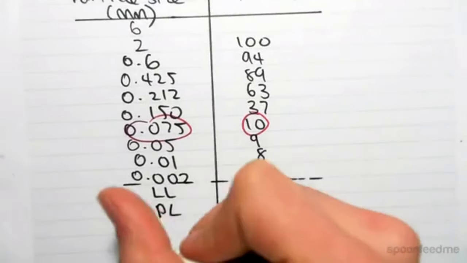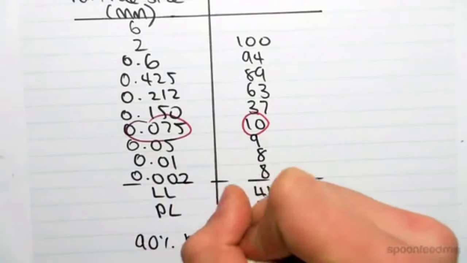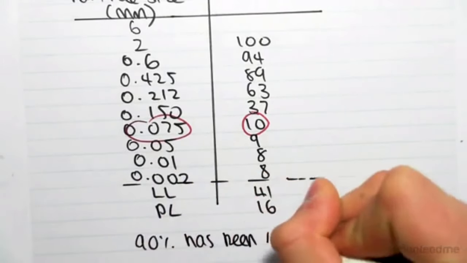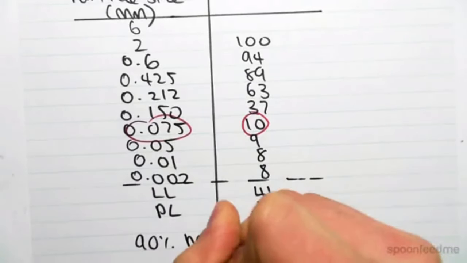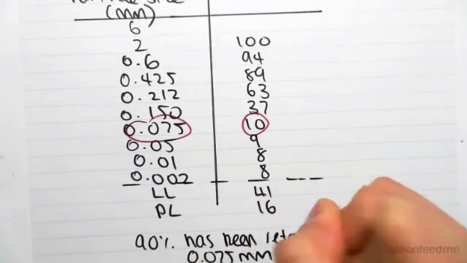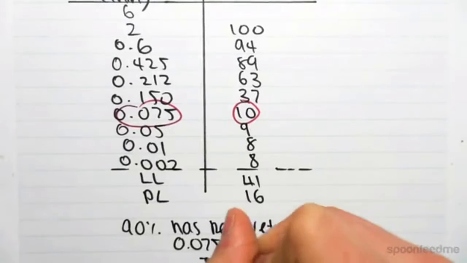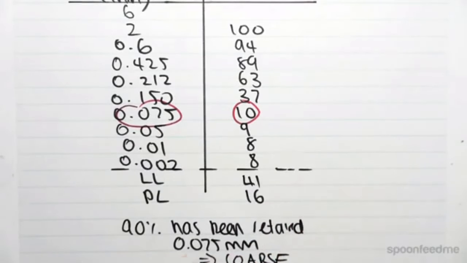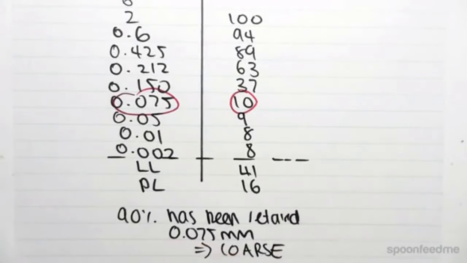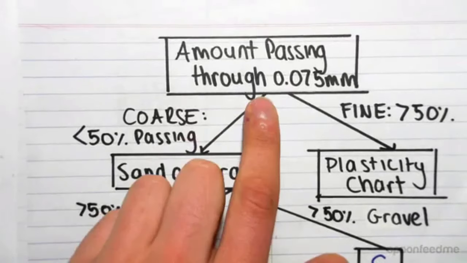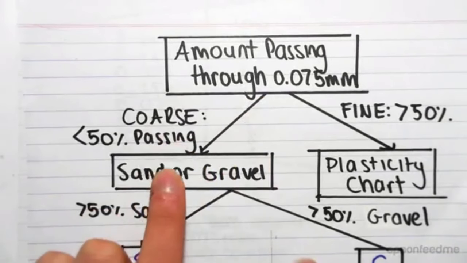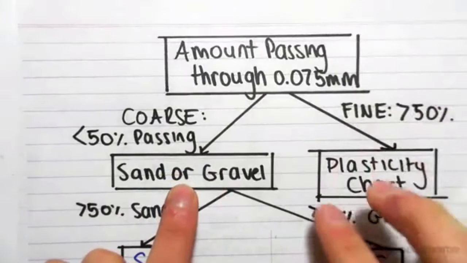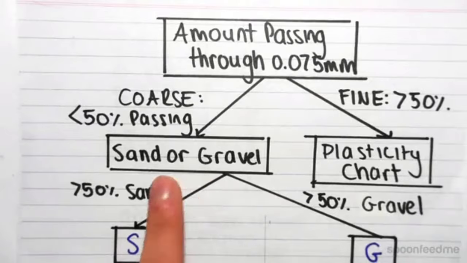If 10% has passed through, 90% has been retained. So 90% of the material has been retained on 0.075 millimeters, which means that we're dealing with a coarse material because 90% of it has particle sizes greater than 0.075 millimeters. So we can come back to our flowchart, and we now know we're going down the coarse branch. Now, of that 90% retained, is the majority sand or gravel?